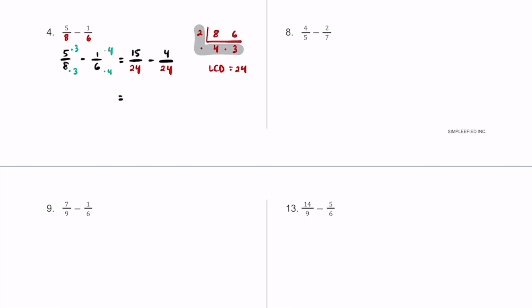Alrighty, so we have common denominators now, which is great. We can go ahead and subtract. So we can go ahead and say it says 15 minus 4. 15 minus 4 is going to be 11. So I think we're going to have 11/24 for our most simplified difference here.